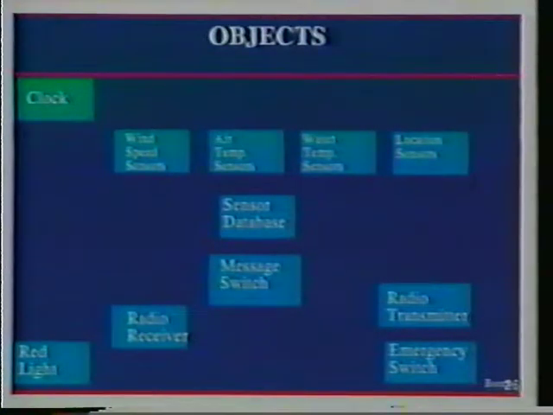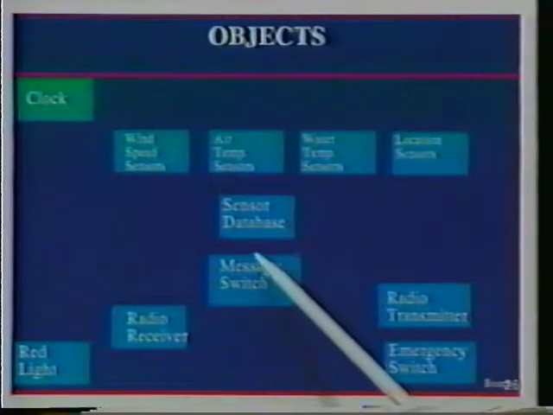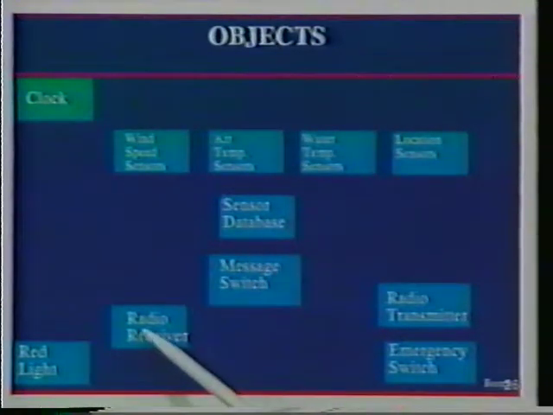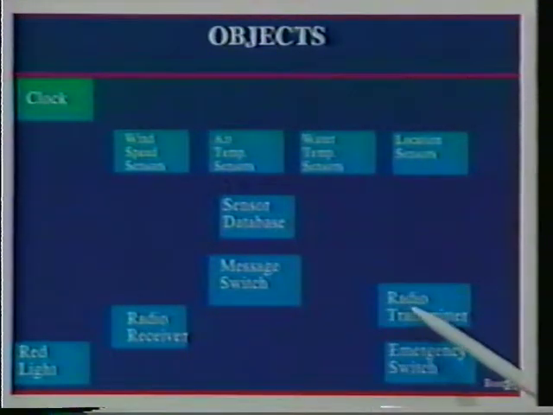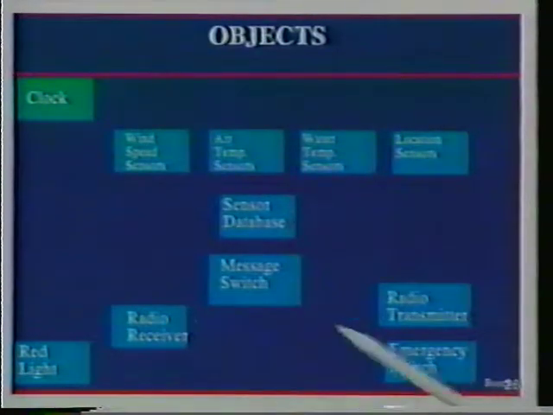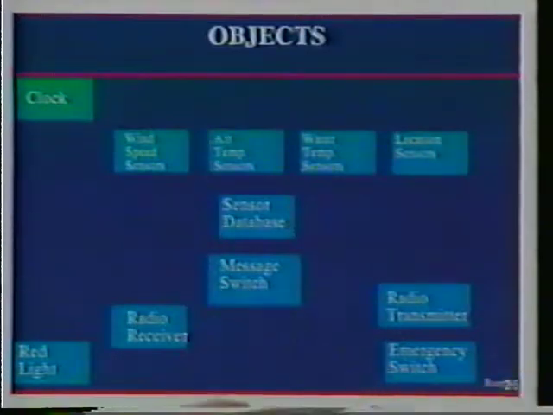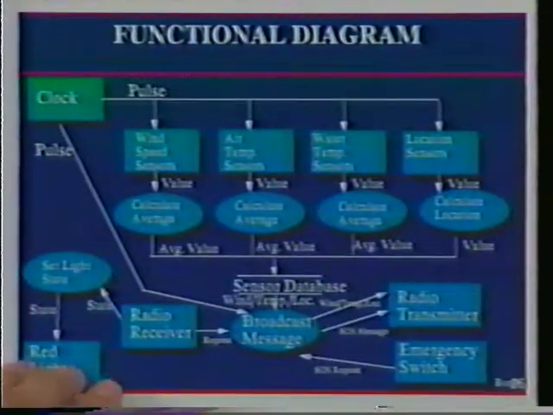We have a database, which is the sensor database. There's a message switch which can be switched on or off. There is a radio receiver and a radio transmitter. We have the emergency switch, and then we have the red light. Based on all these objects, we can draw a functional diagram.